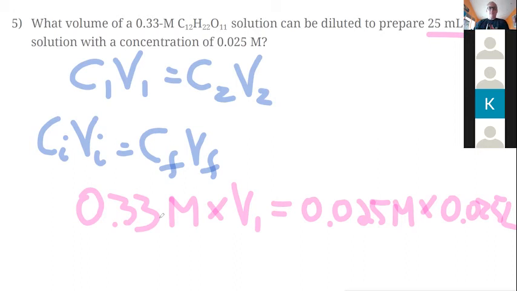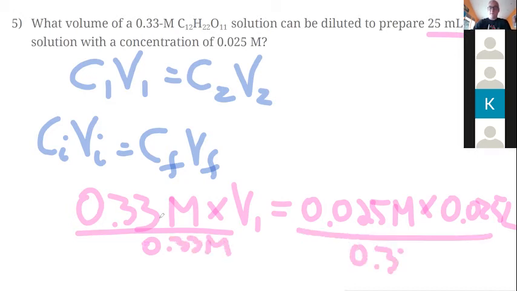So to figure this out, we just do a little bit of moving things around. We divide both sides by 0.33 molar. So these cancel out to give me V1. Molarity cancels out, and I'm left with liters.